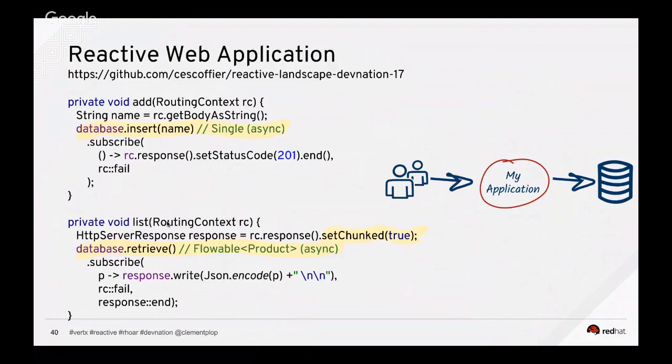And if something bad happened because the database is not there, or a timeout, or so, I just fail the request. To list, when my user wants to list the products, it will just call database.retrieve. This returns a stream of products, with all the products, and then I subscribe.